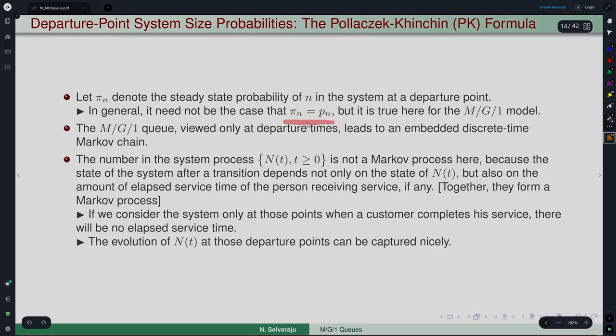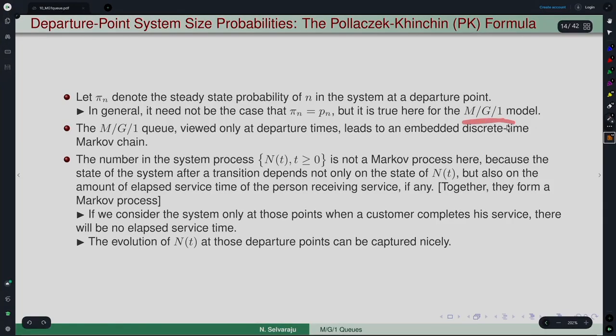The departure point probabilities, system size probabilities. In general, this need not be the case. The departure point probabilities need not equal the arbitrary time point probabilities. But here in the case of MG1Q, this is true. So, that we will see later.